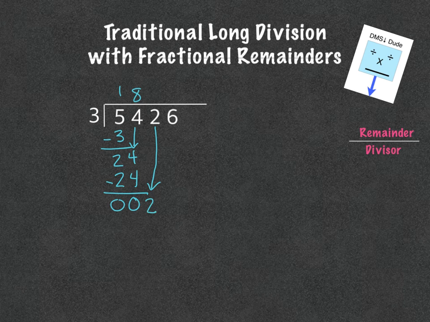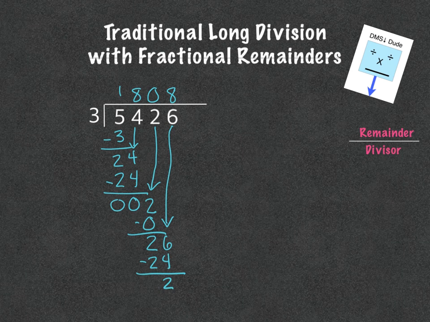Bring down my 2. Can 3 go into 2? Nope. My 0 goes up in my quotient. 0 times 3 is 0. Subtract and get 2. Bring down our 6. Can 3 go into 26? Yep, it goes in 8 times. 3 times 8 would be 24. Subtract and I get 2.